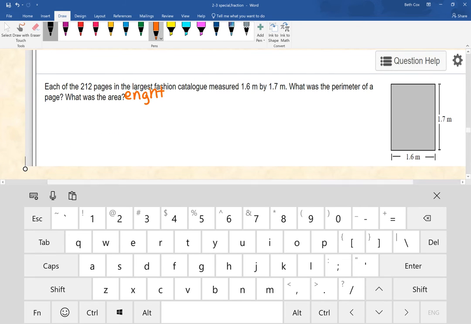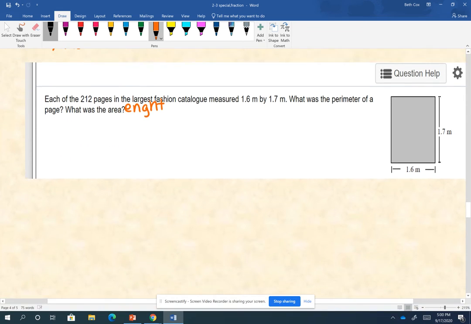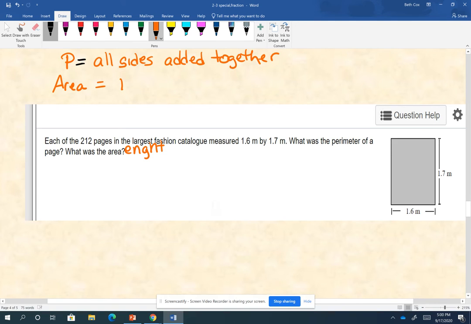I can't spell length. Oh my goodness, everything's going crazy. What's going on here? Let's get that back where it's supposed to be.